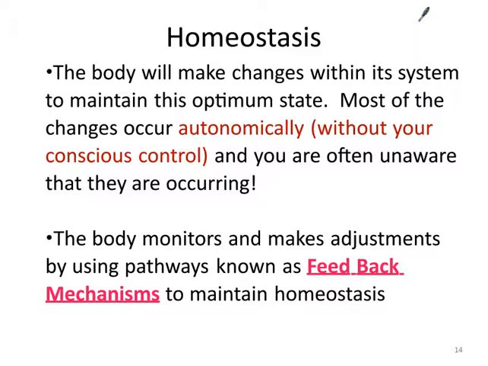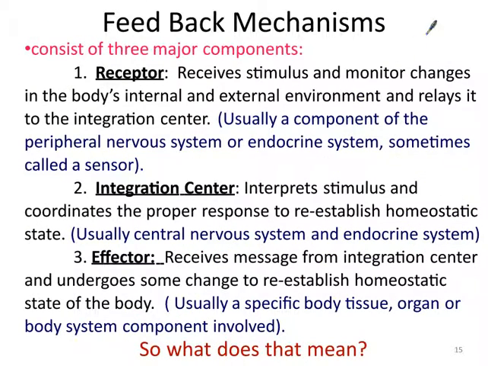Now, most of these homeostasis processes happen what we call autonomically, which means that you don't have any control over it. It's going to happen automatically whether you're aware of it or not. The body has the ability to monitor and make these adjustments by using pathways that we call feedback mechanisms. Feedback mechanisms have three components, and we're going to look at each one of those components individually.